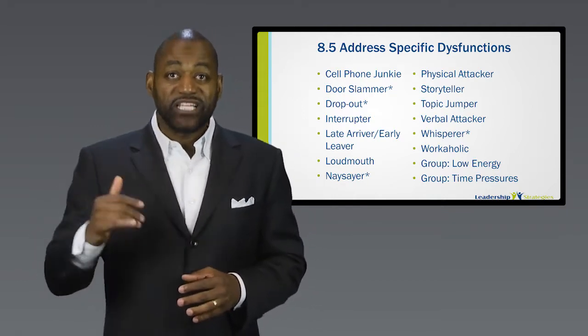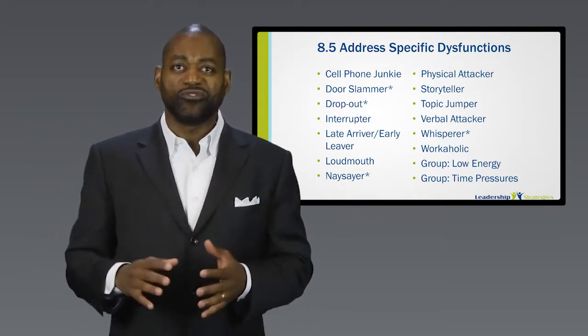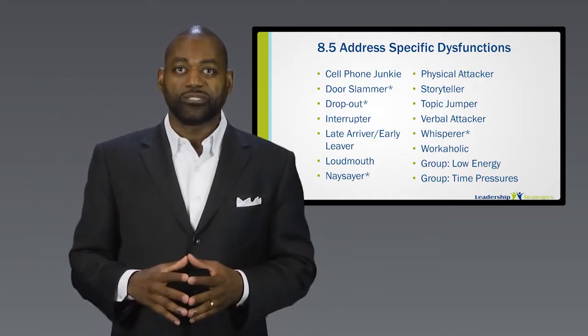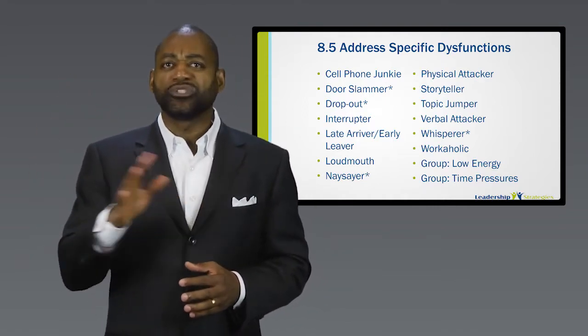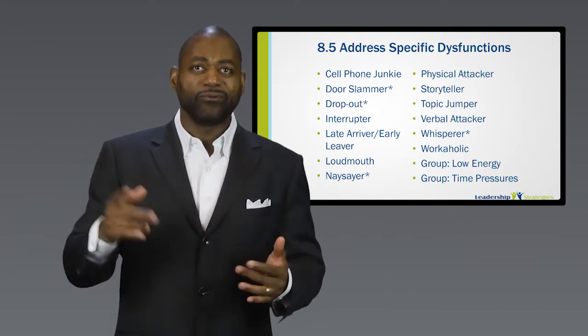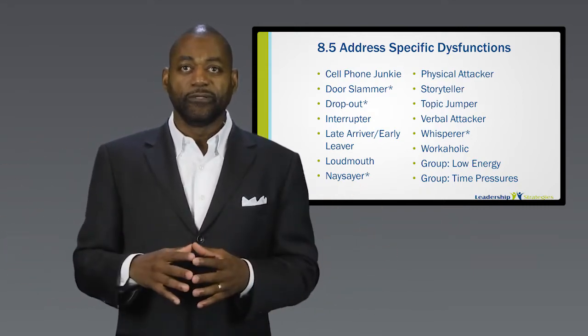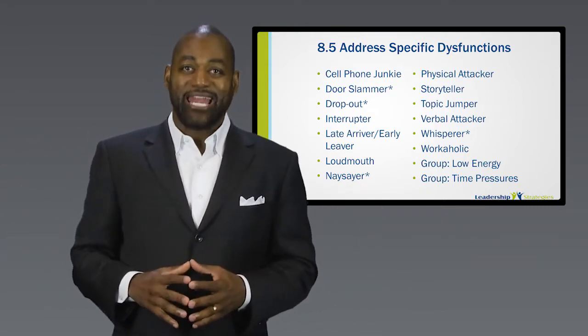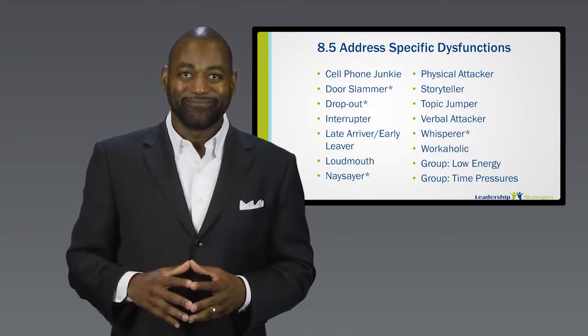For brevity in this module, we will cover the 4 dysfunctions that appear here with an asterisk. 3 are among the most common dysfunctions, the dropout, the naysayer, and the whisperer. The 4th is one of the more dramatic ones, the door slammer.